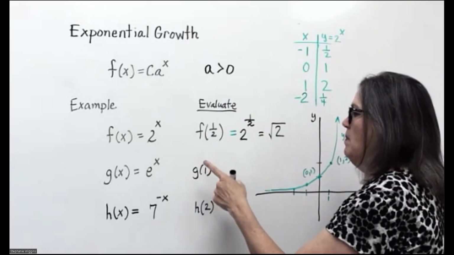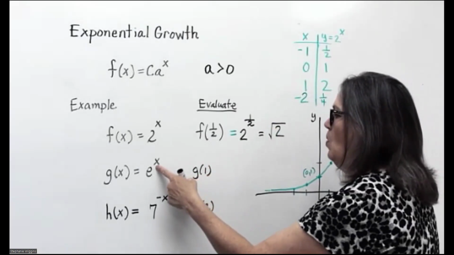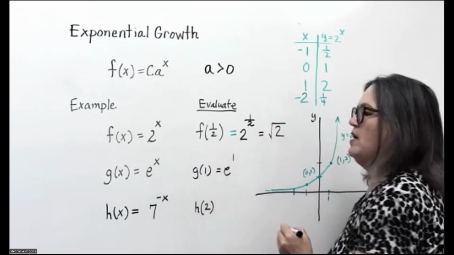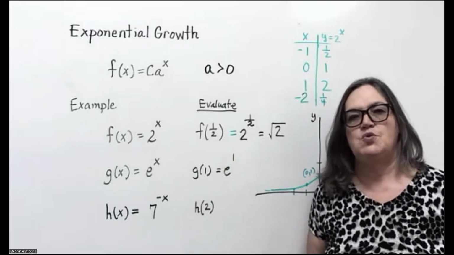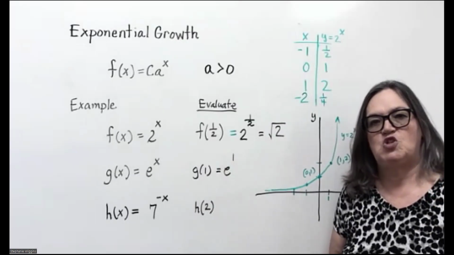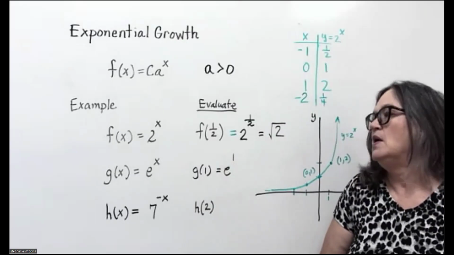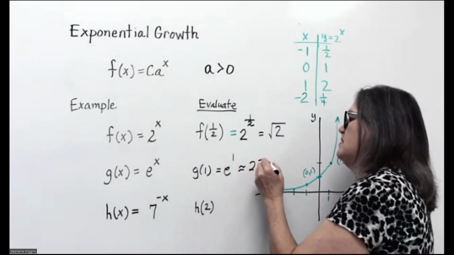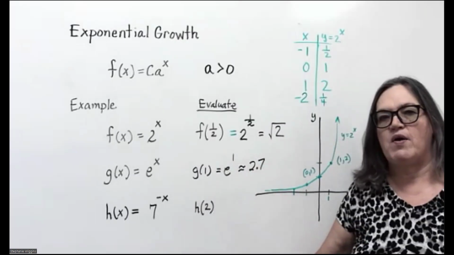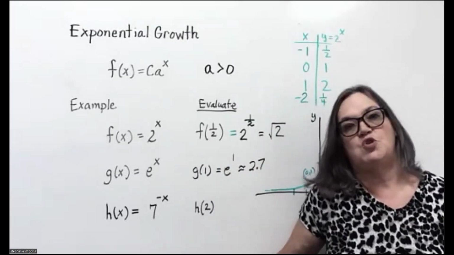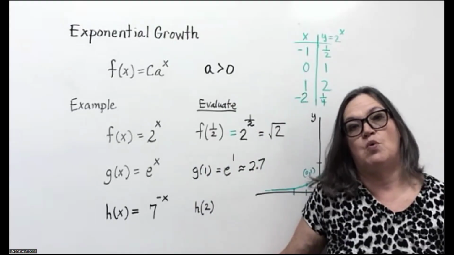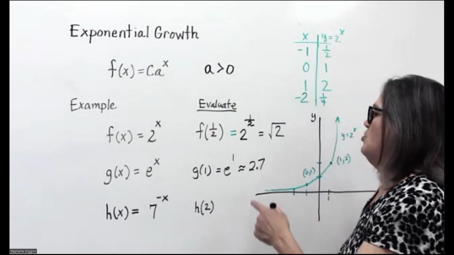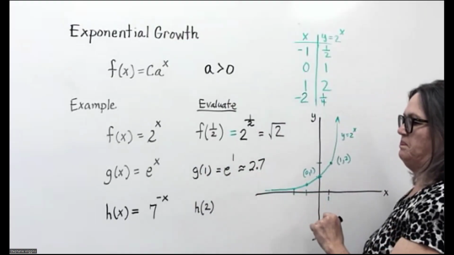Here, g of 1, I'm going to plug in 1, and I get e to the 1 power. E is a constant that is used in exponential functions in nature, and it's approximately equal to 2.7. If you're curious about where e comes from, you can go to YouTube and find lots of videos that will show you where e comes from. So it's approximately equal to 2.7.